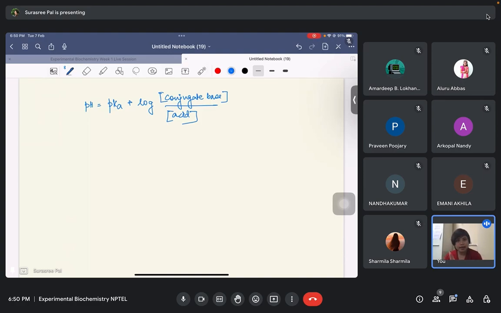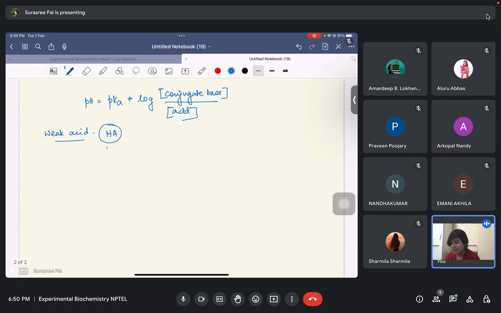Alright, so this is the Henderson Hasselbalch equation. Now we are saying that the buffering zone is pK plus minus 1. But before going to the buffering zone, let's consider there is a weak acid, for example HA. Now suppose this weak acid is dissociating 10%, and we have to calculate what will be the pH if the acid is dissociating 10%. Alright, so how do we calculate that?